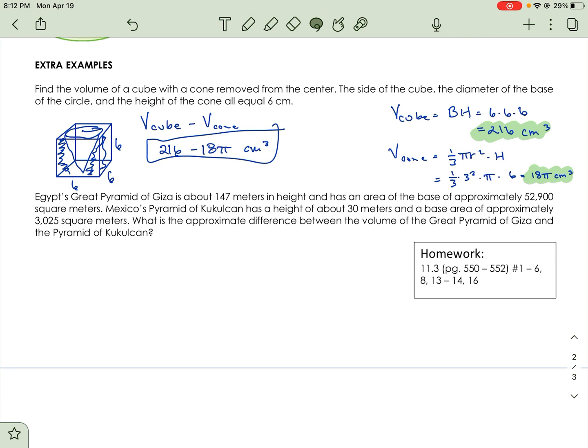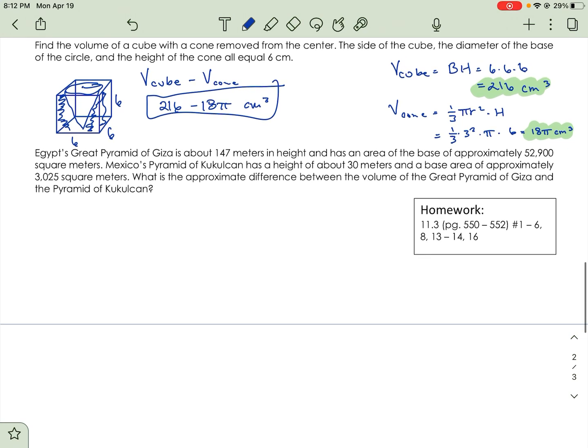And finally, I'm not going to go over this. We'll go over this in the notes here. We will go over it in class. If you're interested in seeing it, just ask me the next day in class. But what you're trying to do is it's asking, find the difference in volume between the Great Pyramid of Giza and the Pyramid of Kukulkan. Not sure exactly how to pronounce that. It's a pyramid in Mexico.